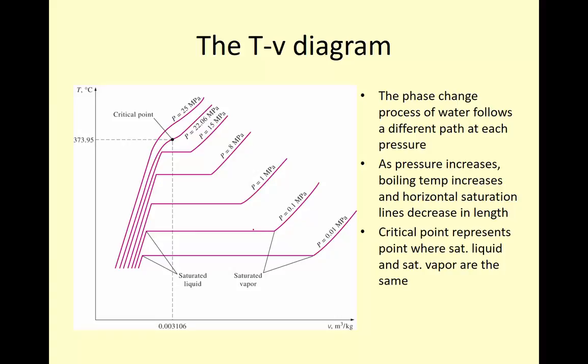By way of review, this is the temperature and specific volume diagram. And if we were to plot all these lines of constant pressure, we would get something that looks increasingly more like a dome shape here in the center. These lines of pressure are increasing as we go up toward the critical point. And the critical point represents where a saturated liquid and a saturated vapor are actually simultaneously the same state.